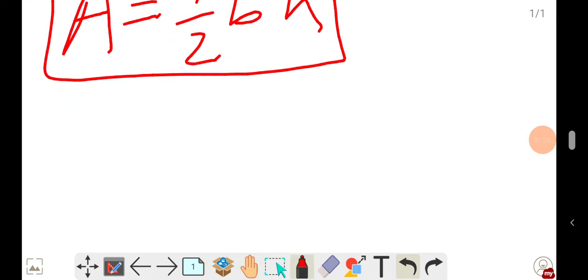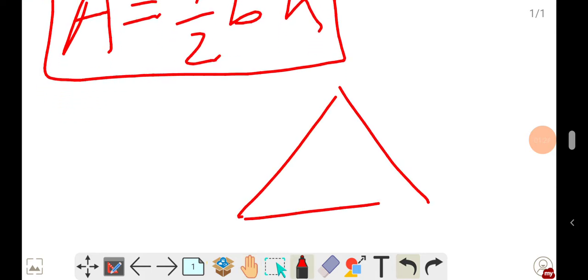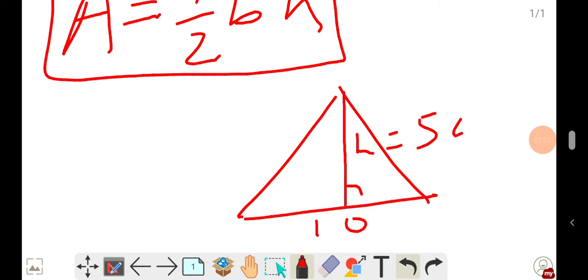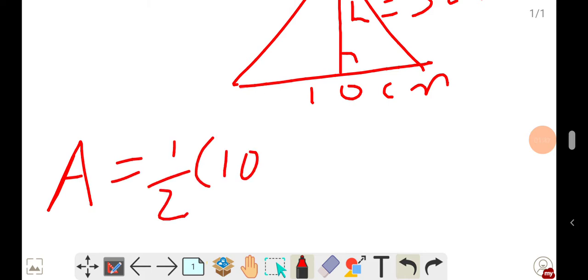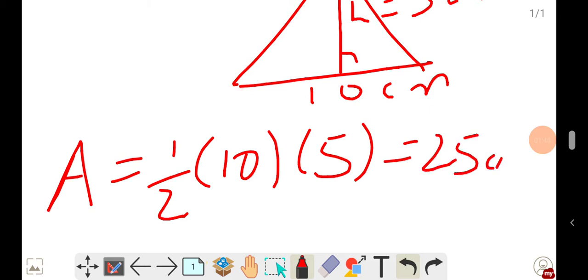For example, let us say a triangle, the base let's say 10 centimeters and the height, the altitude, let it be 5 centimeters given to us. And then if we need to find the area of the triangle, it will be half times 10 times 5, which will be 25 centimeters square. How does 25 come? By 2, 1, this by 2, 5. And 5 times 5 will be 25 centimeters square.